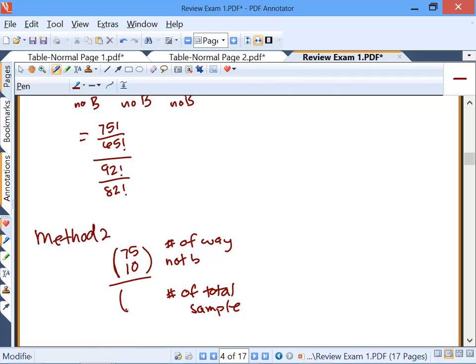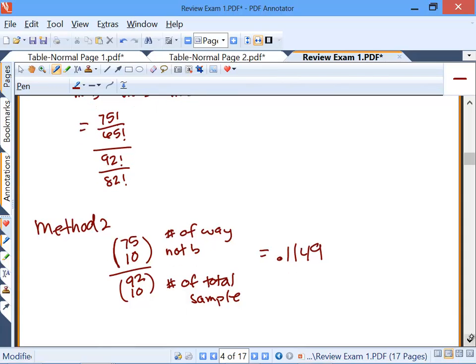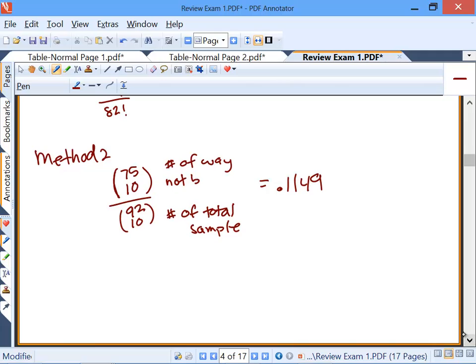For the total number of samples, there were 92 total fibers, and I was choosing 10 of them. So I ask what's the total number of samples I could choose, and what's the number of ways to choose something that is not B? Number of ways to choose something that's not B, over the number of total samples. Hopefully I can put this in my calculator. It will actually give me an answer. It gives me 0.1149.